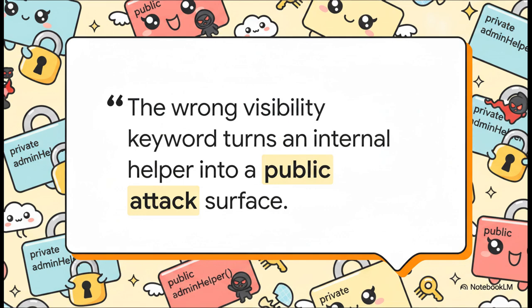Keep in mind that some of the most common, and frankly, devastating, beginner exploits in Web3 trace back to just a single missing or incorrect visibility keyword. Imagine accidentally leaving an administrative helper function set to public instead of private. You've essentially just handed over control of your entire contract to the internet.